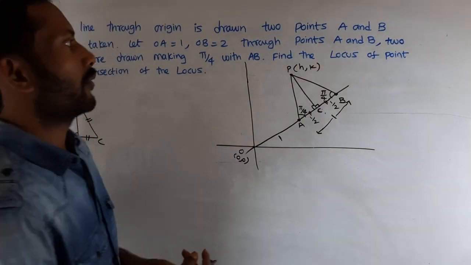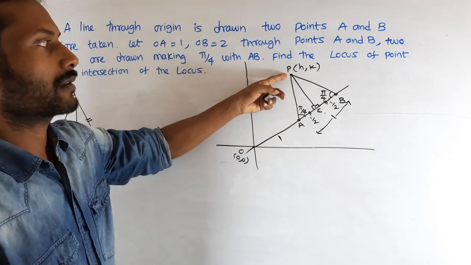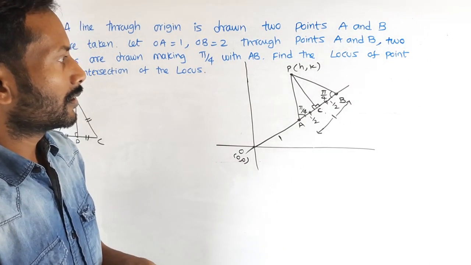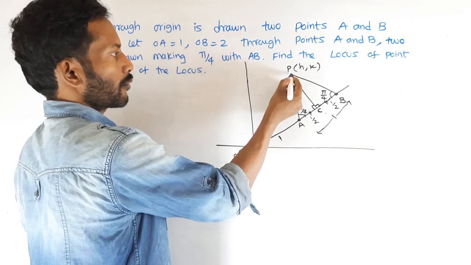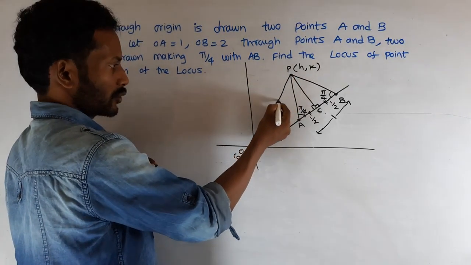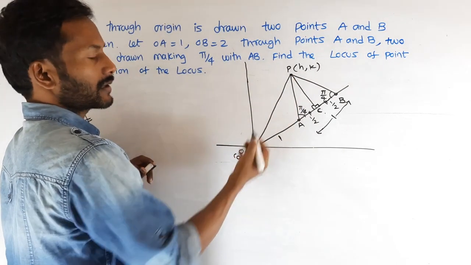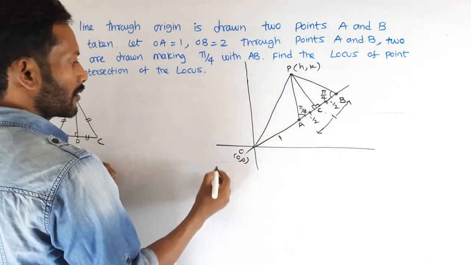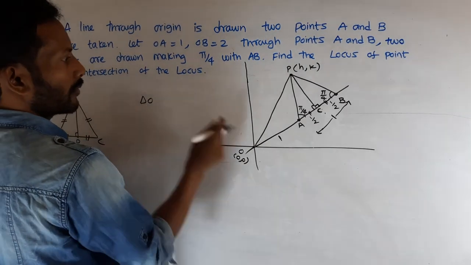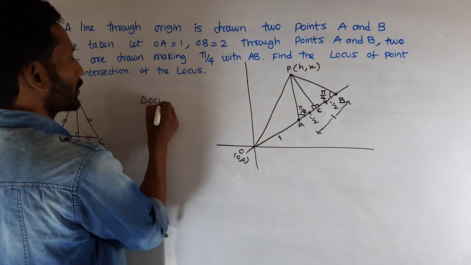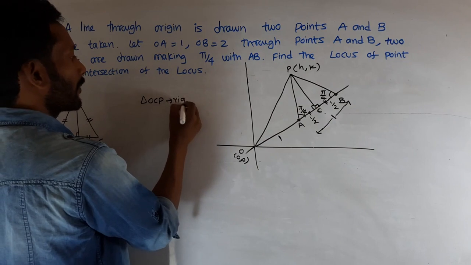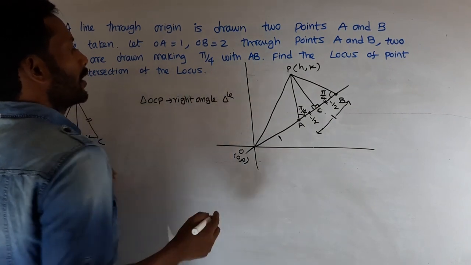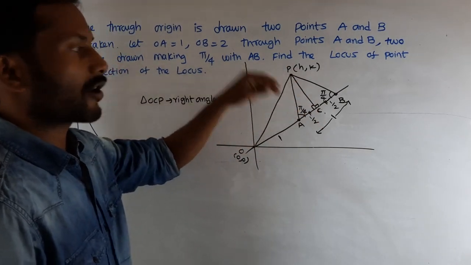So how do we find the locus of the point of intersection? The better way is to join OP. Join OP, and then we can easily find the locus. Because triangle OCP is a right angled triangle. Angle OCP is a right angle.